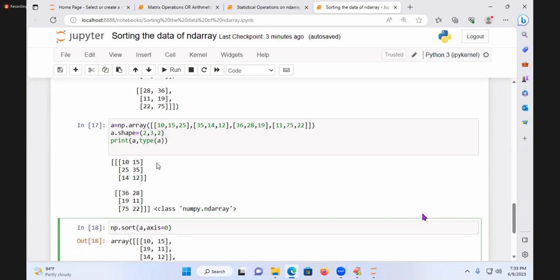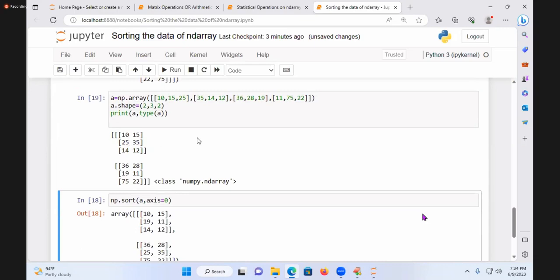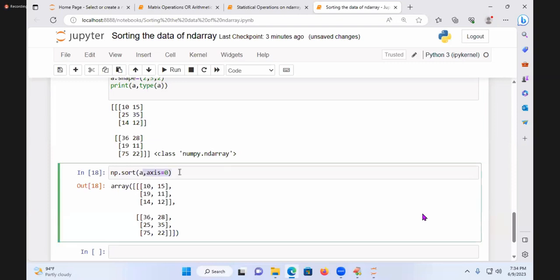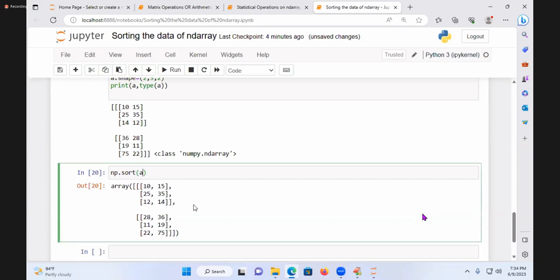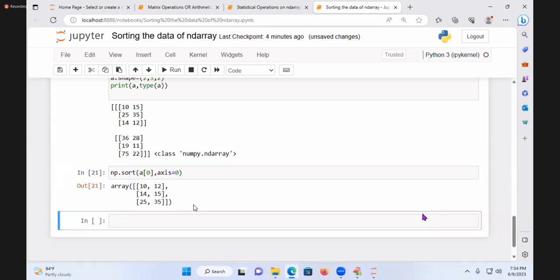1 minute more. This is done. Given data, after that you sort it. Once you sort it, it is coming. Okay, this is sorted. 36, 28. There, if you see A of 0, axis is equal to 1, axis is equal to 0, see what is happening. 10, 14, 25, 12, 15, 35. Okay. That is one thing.